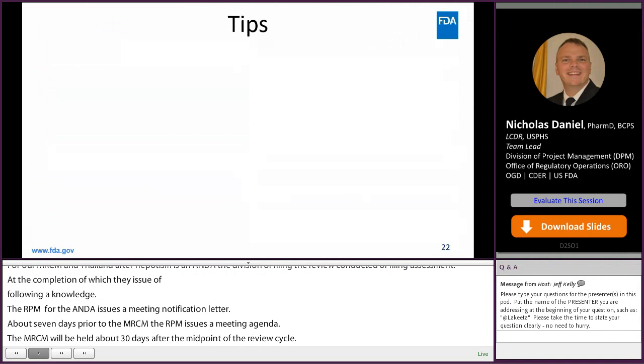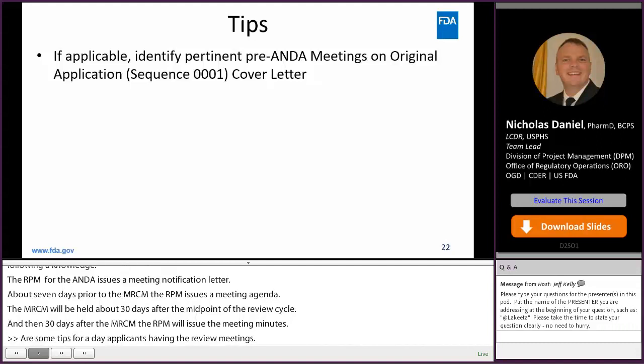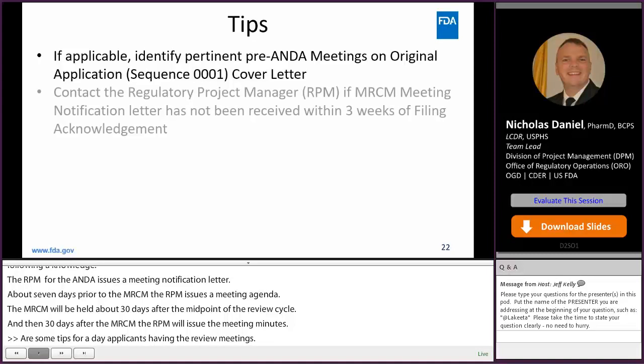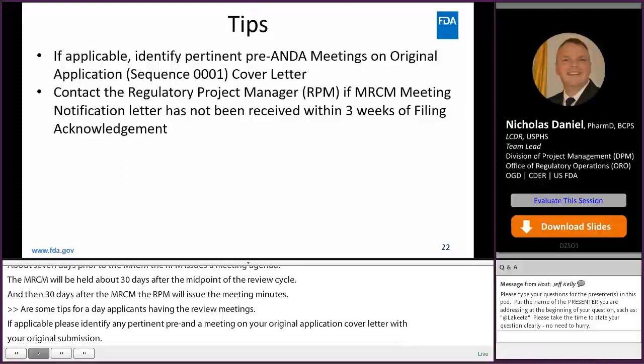So here are some tips for ANDA applicants having mid-review cycle meetings. If applicable, please identify any pertinent pre-ANDA meetings on your original application cover letter with your original submission. If the MRCM meeting notification letter has not been received within 3 weeks of filing acknowledgement, please contact your RPM, which will be listed on your filing acknowledgement letter.